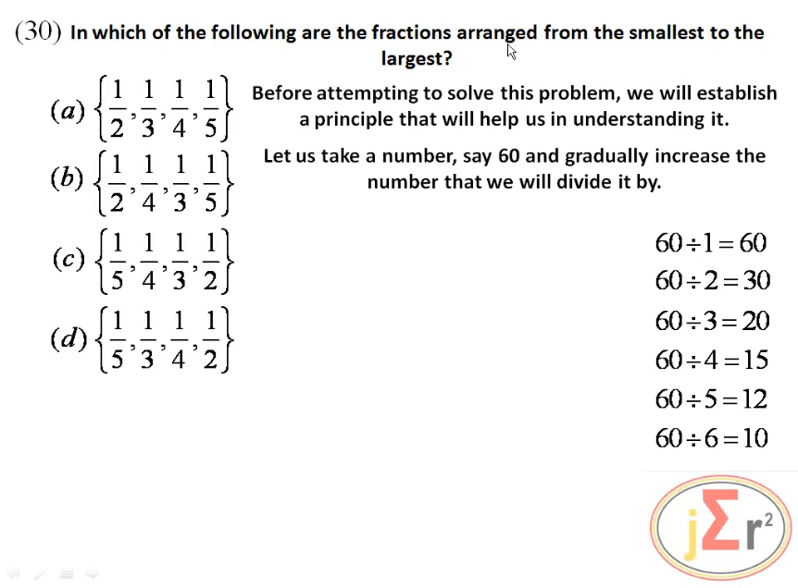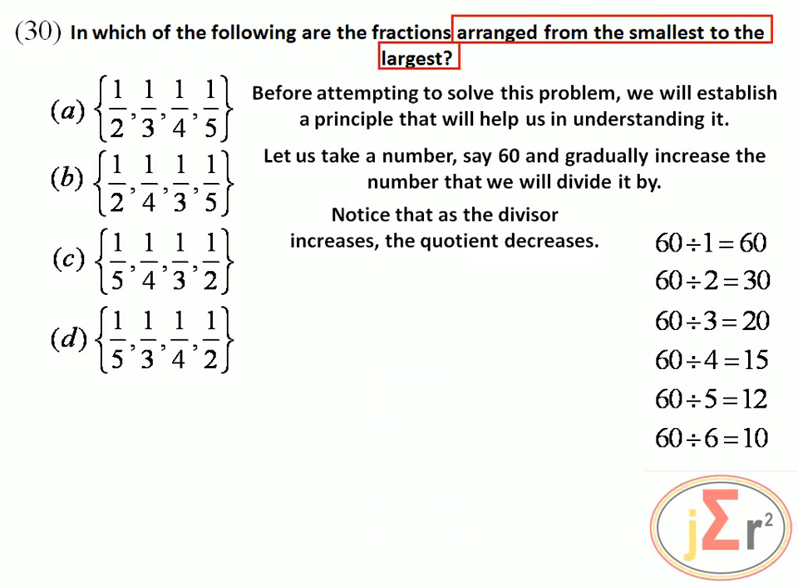So we have 60 divided by 1 is 60, 60 divided by 2 is 30, 60 divided by 3 is 20, 60 divided by 4 is 15, 60 divided by 5 is 12. And we are increasing the number that we are dividing by, and of course we are decreasing the quotient. And what about the number that we are dividing by? What do we call it? Notice that as the divisor increases, the quotient decreases.